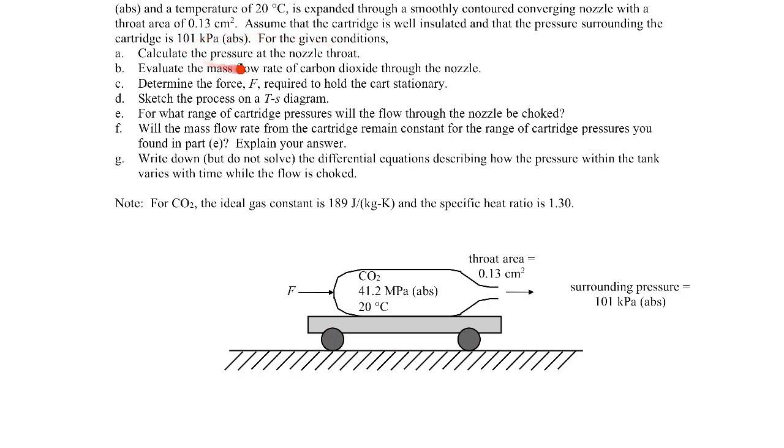First thing we're going to do is calculate the pressure at the nozzle throat. So the idea here is let's determine whether or not the flow through this converging nozzle is choked or not. If the Mach number here is equal to 1, then we know the pressure here will be the sonic pressure, P star. If the Mach number is less than 1, then it'll be a subsonic flow there, and then the exit pressure will be equal to the surrounding back pressure.